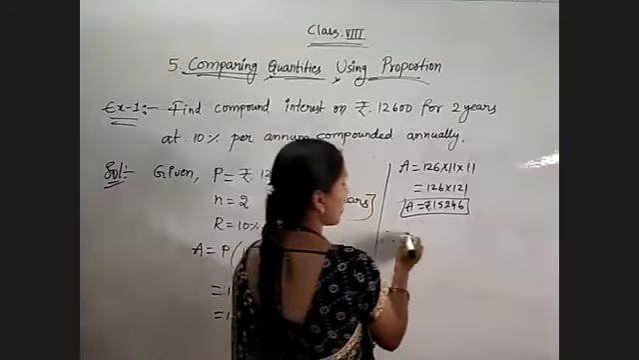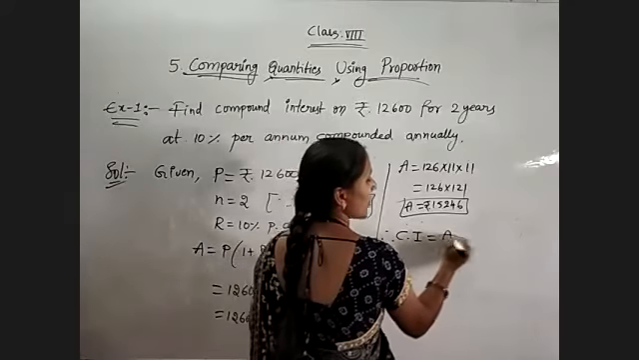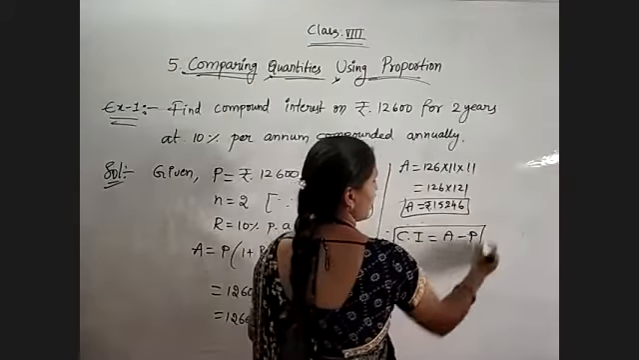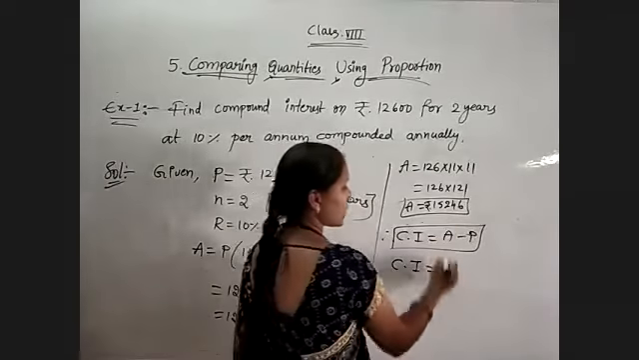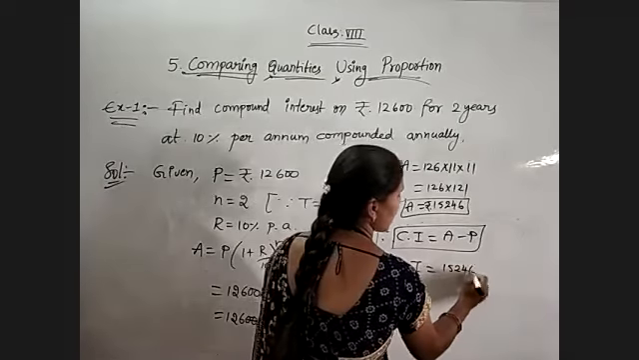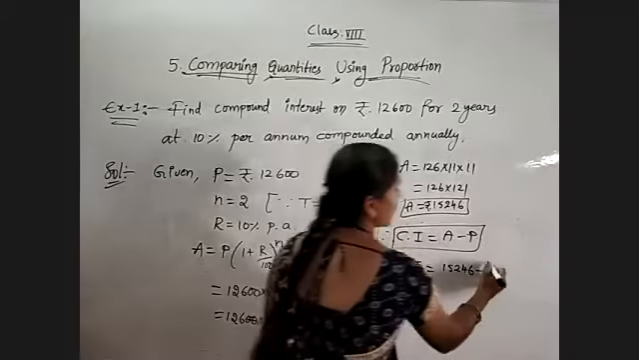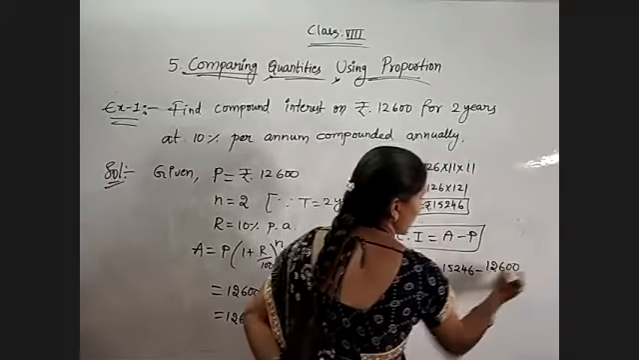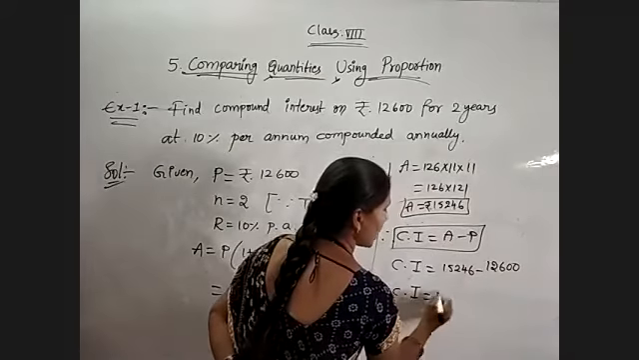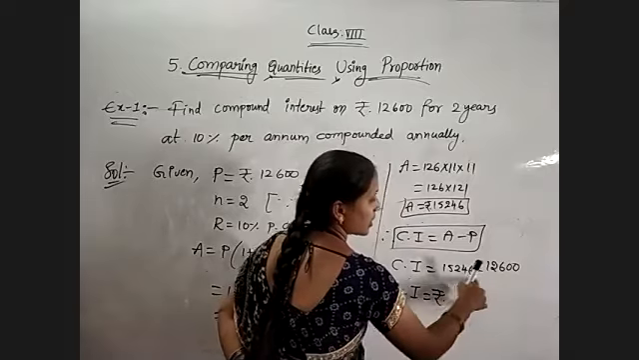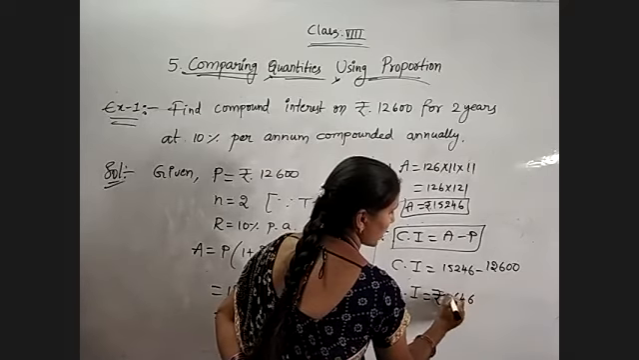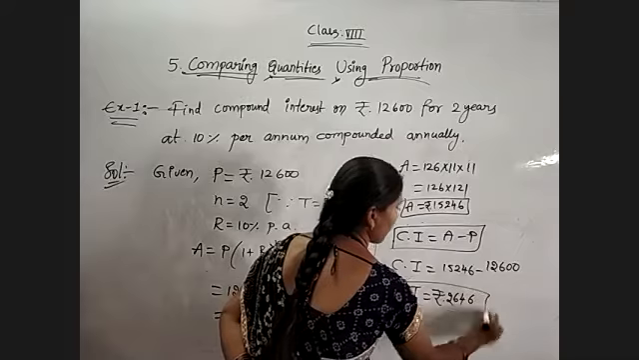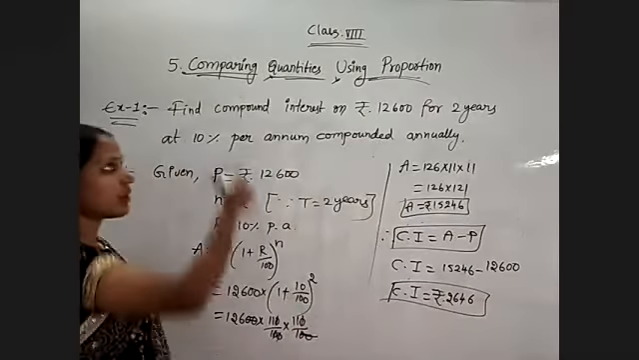So compound interest is equal to amount minus principal. For this question, it is a compound interest. Amount is 15,246 minus principal 12,600. So what is the difference? That is the required compound interest. 6 minus 6 is 0, 4 minus 2 is 2. 2,646 is the compound interest for this amount.